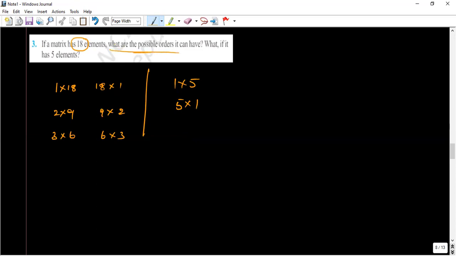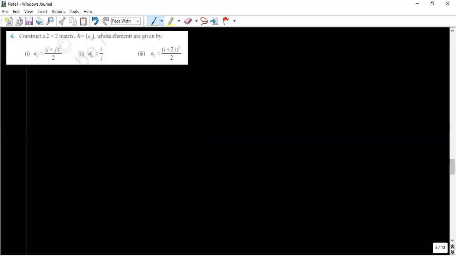What are the possible orders that we found? Let us see one more question. How to construct a matrix? Construct a 2 by 2 matrix for Aij whose elements are given by. Okay, I am finding a 2 by 2 matrix, Aij, where that matrix is 2 by 2.